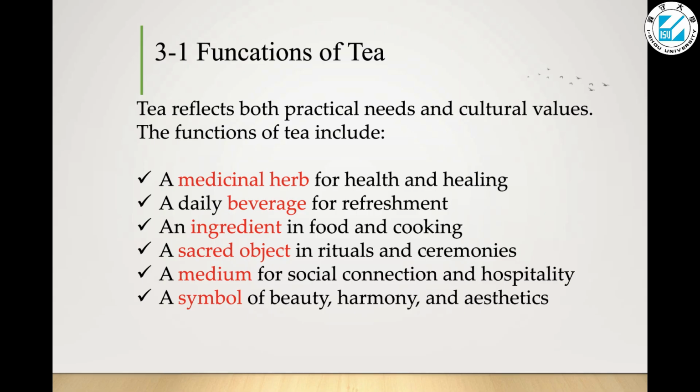And then the next function is tea can be an ingredient in cooking and food. A lot of food you can see tea ingredients in there. So later we will explore more. And the next one is tea is also a very sacred object for rituals and ceremony. In our culture, for example, in wedding ceremony, we use tea as a very important object for the ceremony. And the next one is tea is also a medium for social connections and hospitality. And the last one is tea is a very important symbol of beauty, harmony, and aesthetics.